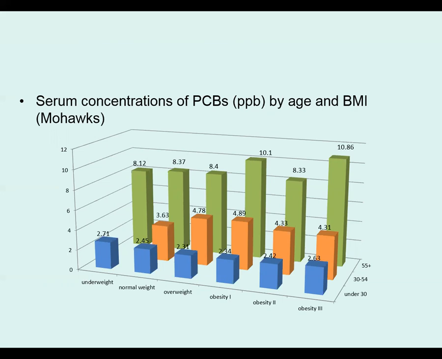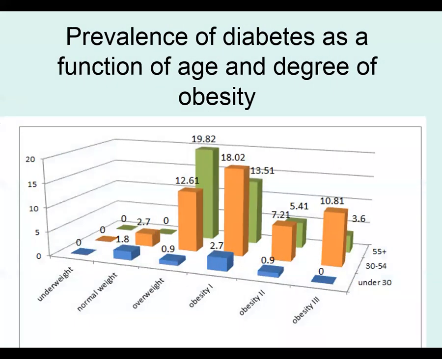The Mohawks are a traditional fish-eating population, and the fish of the St. Lawrence River and its tributaries were certainly contaminated with PCBs. This is the prevalence of diabetes as a function of age and obesity. You see the super obese people didn't have an excessive rate of diabetes. They certainly had more than the underweight people, but there wasn't this very striking association with obesity that one would be led to believe from the literature.